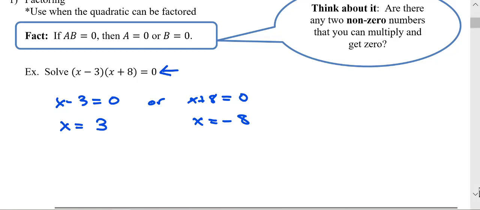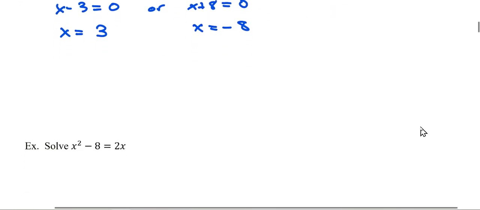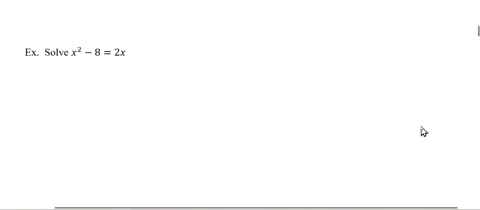And if you look back to the original equation, when x equals 3, if you plug that in, you have 0 times 11 is equal to 0. Same thing if you plug in the -8, you would get -11 times 0, which is equal to 0 when you plug those each in separately. So that's how we solve quadratic equations using factoring. This one was a nice example because it was already factored, right? You don't always have it in factored form like this one.